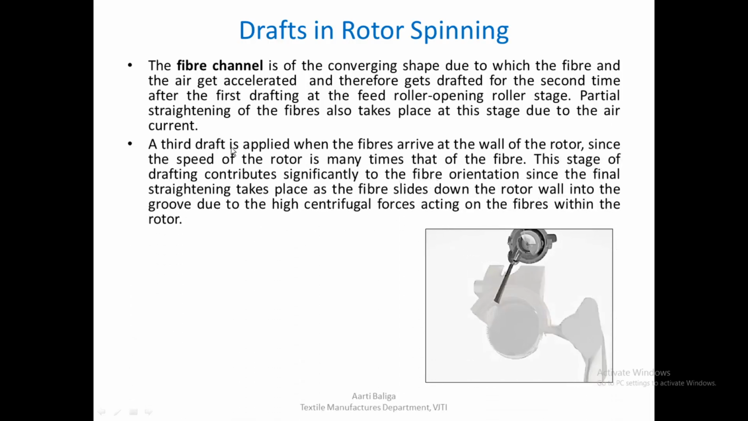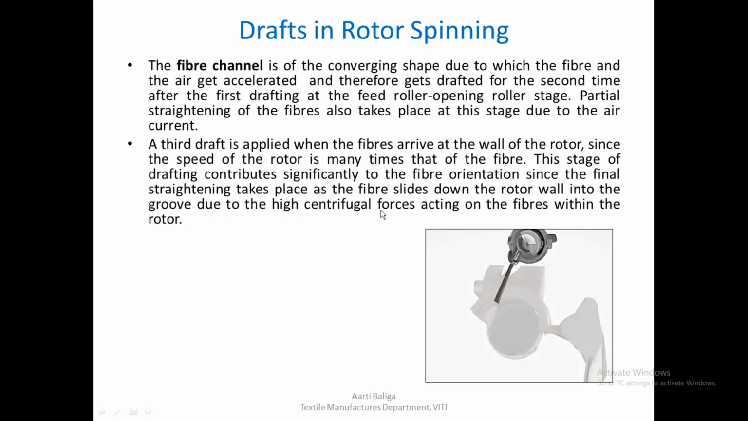After this, the third drafting is applied when the fibers arrive at the wall of the rotor. The rotor speed is many times that of the fiber that is entering the area. So this stage of drafting contributes significantly to the fiber orientation. Fibers get well oriented at this stage, since the final straightening takes place as the fiber slides down the rotor wall. Now we will see in detail how this rotor wall is shaped so that the fibers are able to slide down it and go into the groove. Groove details we'll see later.